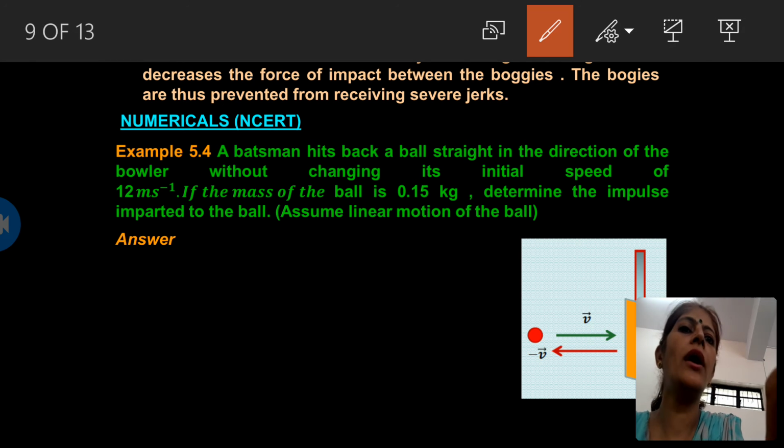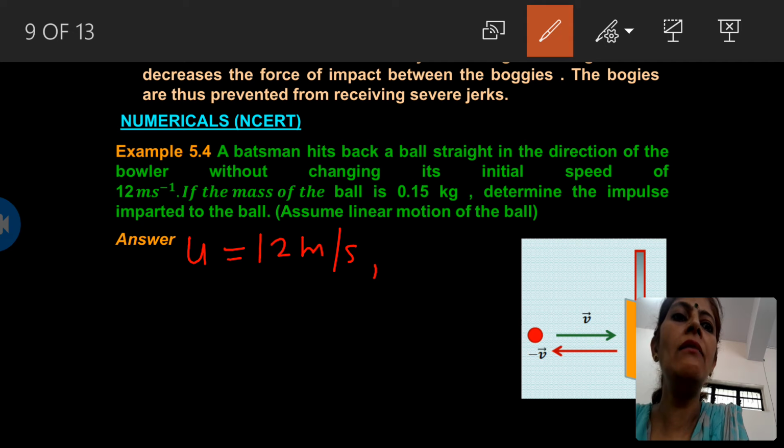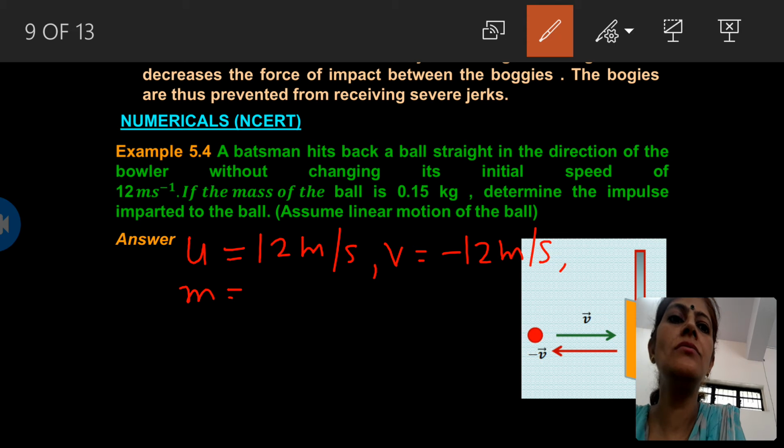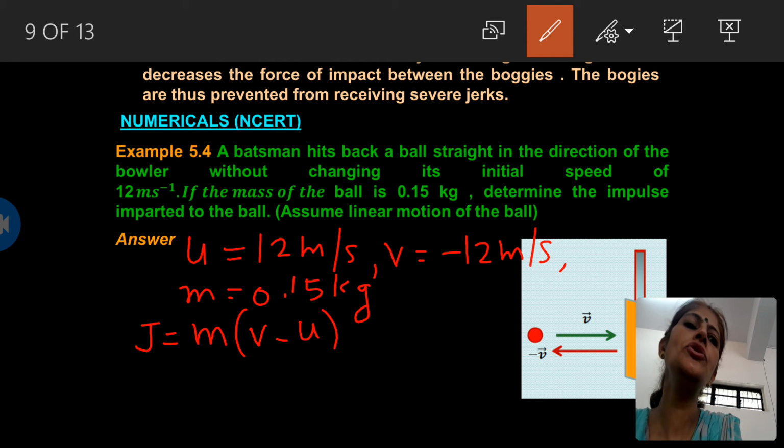So first of all, let us write down what is given to us. Here initial velocity u is equal to 12 meters per second. Final velocity v is equal to minus 12 meters per second, and mass of the body is given to be 0.15 kg. Now impulse J is given by the change in the momentum of the body as per impulse momentum theorem, and momentum is given by the product of mass and velocity. So J = m(v minus u).